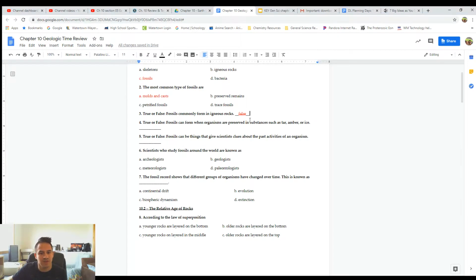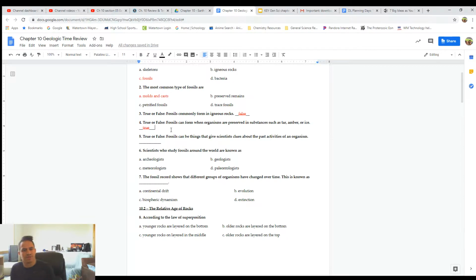Number four, true or false, fossils can form when organisms are preserved in substances such as tar, amber, or ice. That is true. The type of fossil that we get here are called preserved remains. That's usually where you have the actual organism's body and it's preserved in ice or tar exactly as it was. Might be a little dehydrated looking, but it's the actual body itself.